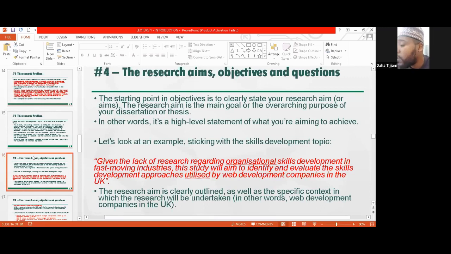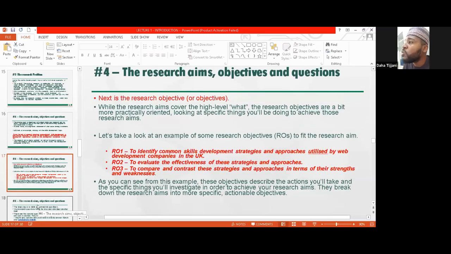So the aim is clearly outlined, as well as the specific context, which is in this case companies in the United Kingdom. You have already clearly stated. However, if you are going to mention objective, it is more explicit. You need to be more specific in objectives.